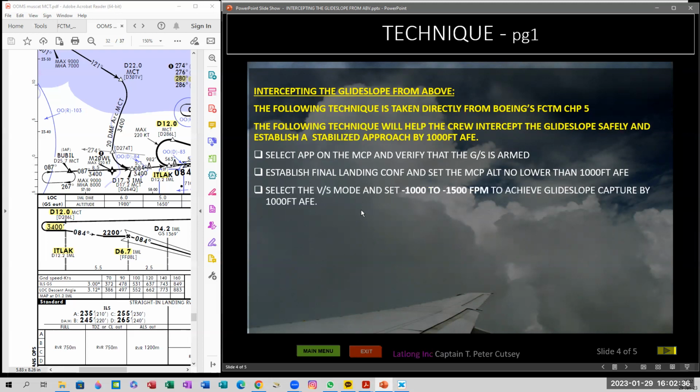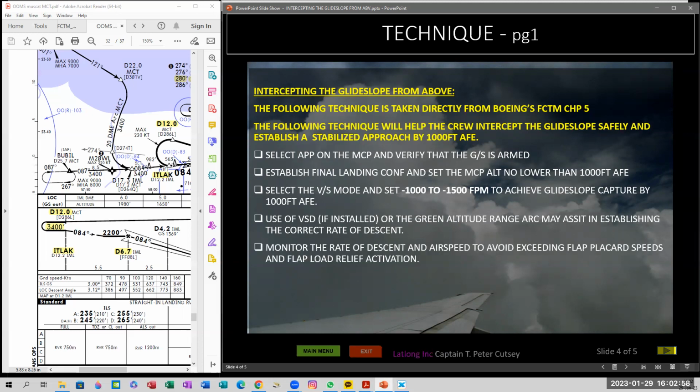All right. Select the vertical speed mode and set 1,000 to 1,500 feet per minute to achieve glide slope capture by 1,000 feet above field elevation. The use of VSD, if installed, it is today, or the green altitude range arc may assist in establishing the correct rate of descent. Monitor the rate of descent and airspeed to avoid exceeding flap placard speeds and flap load relief activation. At glide slope capture, observe the flight mode enunciations for correct modes and monitor the glide slope deviation.